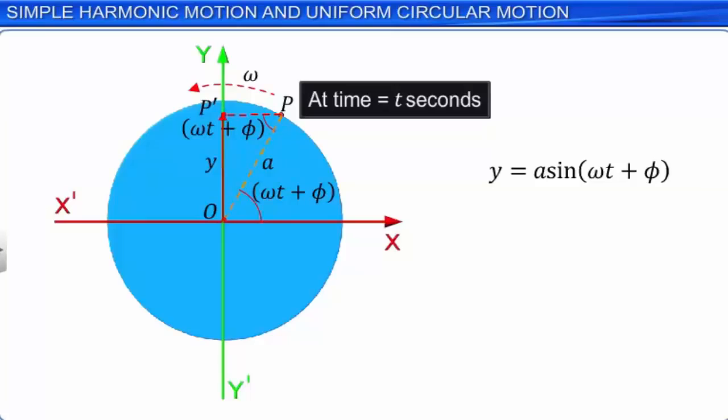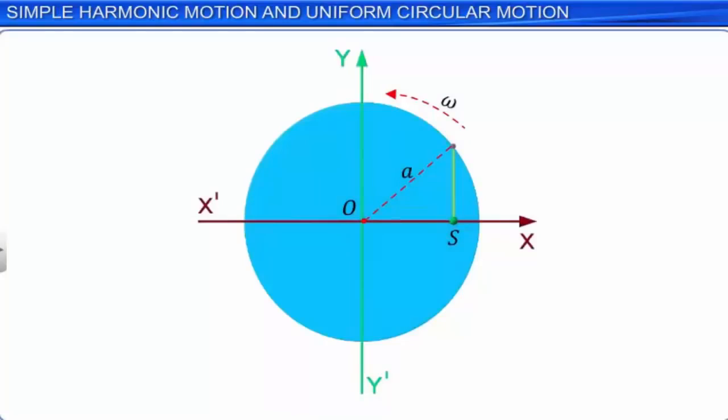As with the projection of the reference particle on the y-axis, the point marked in green is the projection of the reference particle on the x-axis. As the particle revolves along the circular path, its projection moves to and fro along the x-axis, executing simple harmonic motion with mean position as O, and the extreme ends of this diameter along the x-axis as the extreme positions for simple harmonic motion.